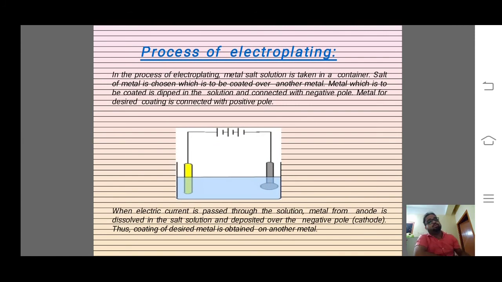So the process of electroplating is described in this particular diagram. You can see a yellow electrode dipped in a solution. You can see a gray electrode dipped in a solution. You can see they are connected by the batteries. So in the process of electroplating, please look nicely.